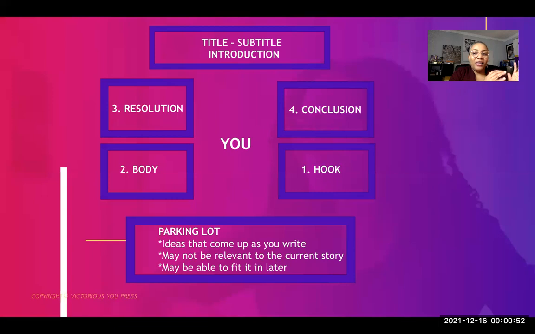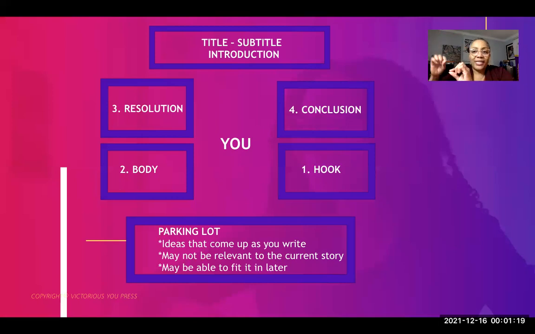Once you get to the body, if you're going to use chronological order, just like I said earlier, what happened at 0 to 10, 10 to 20, 20 to 30, and you put those as bullet points on your whiteboard under the body of your story. In the resolution, how did whatever happened to you in the hook get resolved? You bullet point that and you put it under resolution.